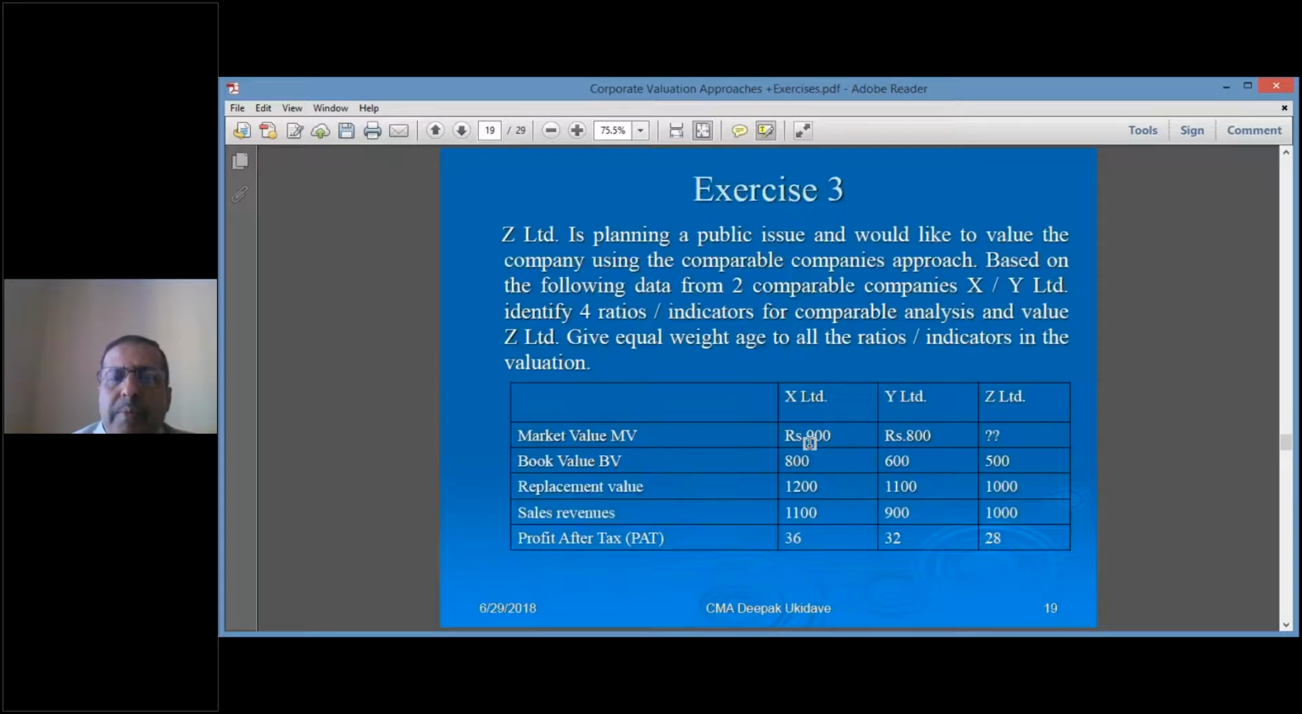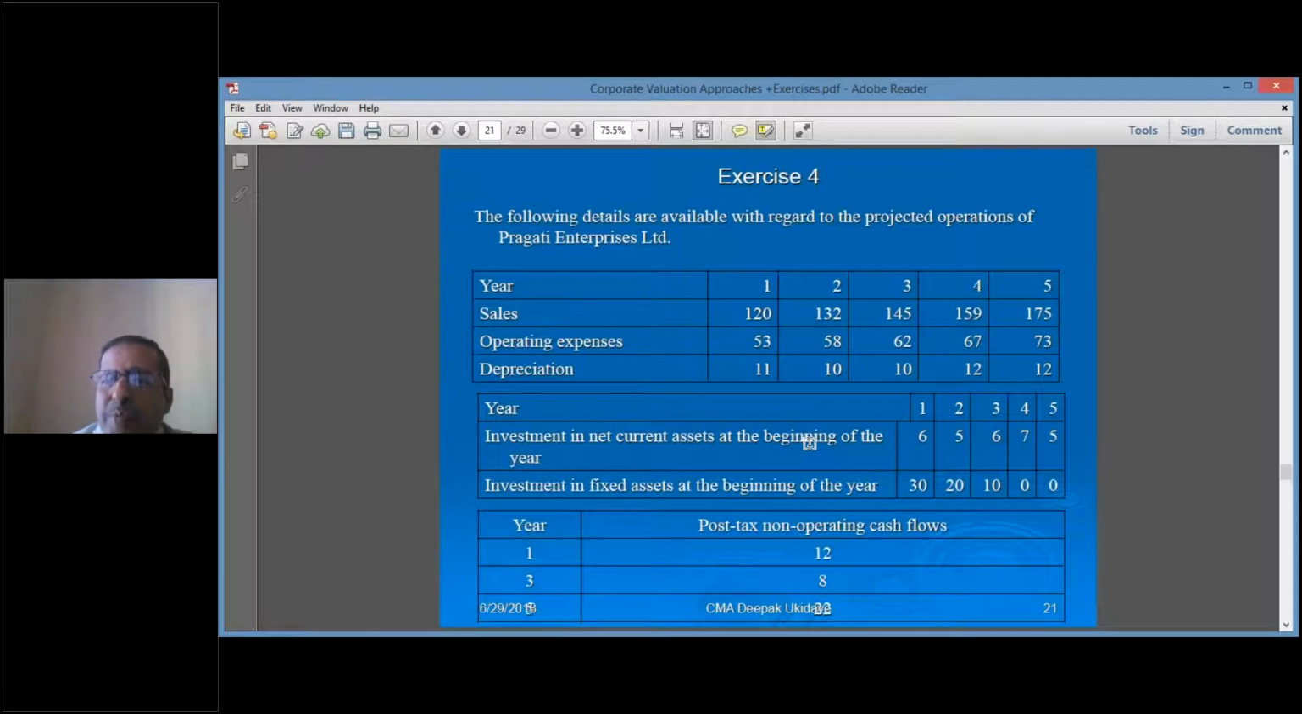Now we will solve one question on free cash flow to firm. I'm reading it out. It is in front of you. Exercise number 4. Just see whether it is visible to you. Meanwhile, I will see if there are any questions.